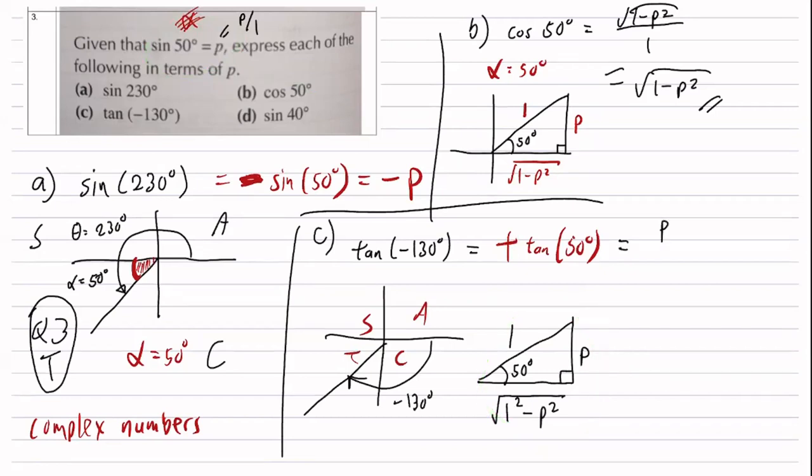So opposite P over adjacent square root 1 minus P square. Is that okay? Good. Pythagoras theorem. So what do you realize?